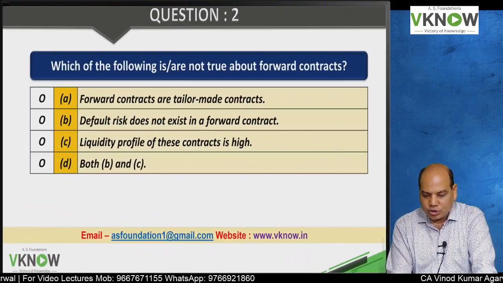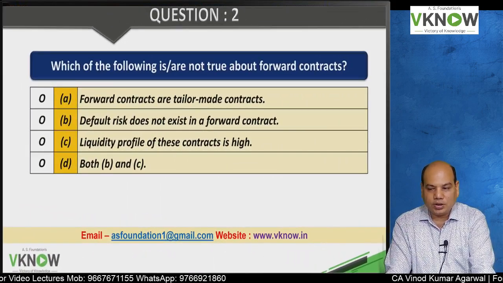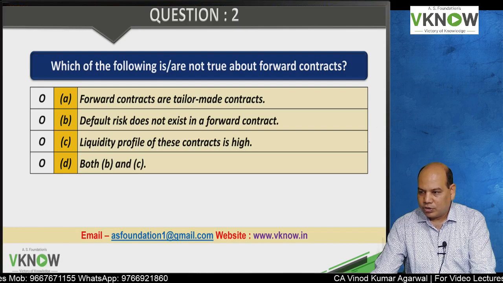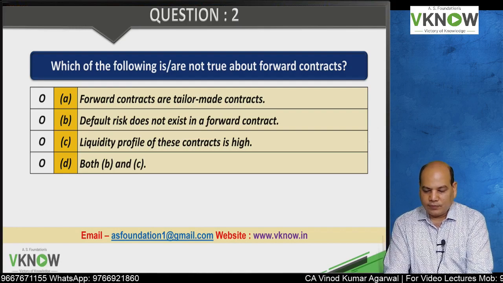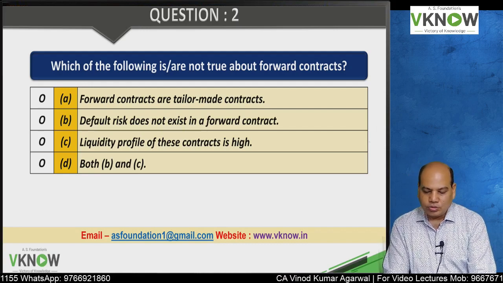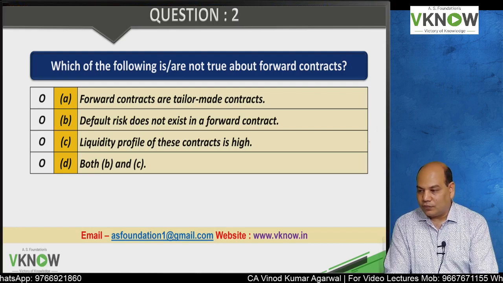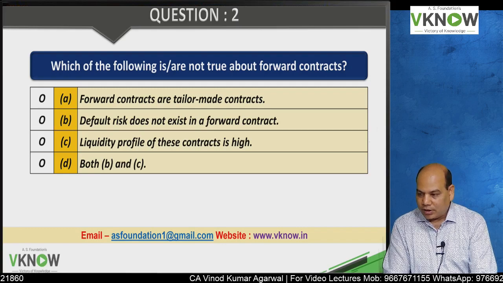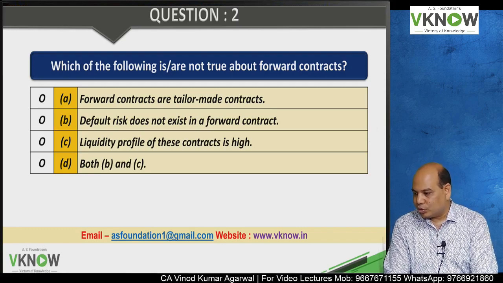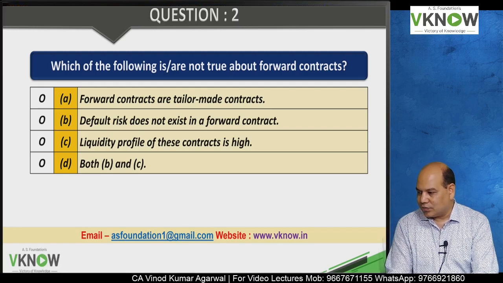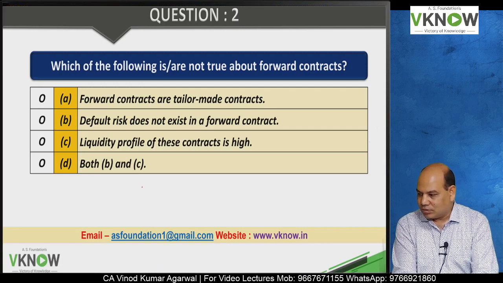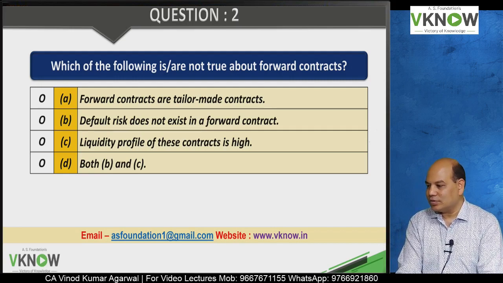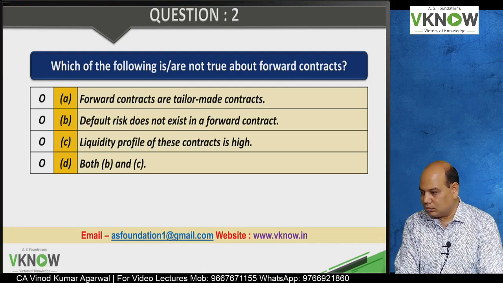Next question, number two. Which of the following is or are not true about forward contracts? A: forward contracts are tailor-made contracts. B: default risk does not exist in forward contracts. C: the liquidity profile of this contract is high. D: both B and C. Which answer is right? Which is not true about forward contracts? Yes, please reply fast.